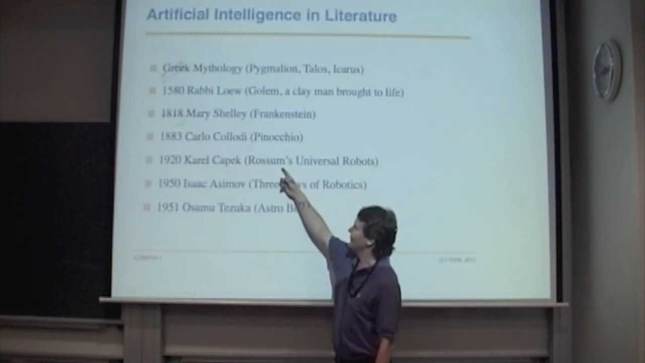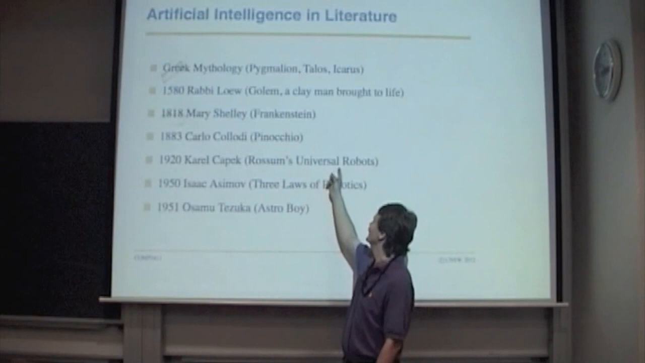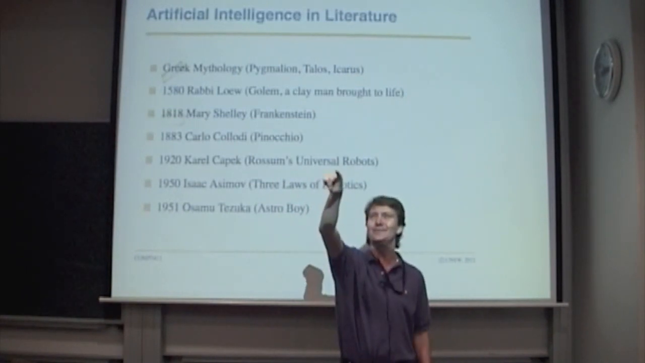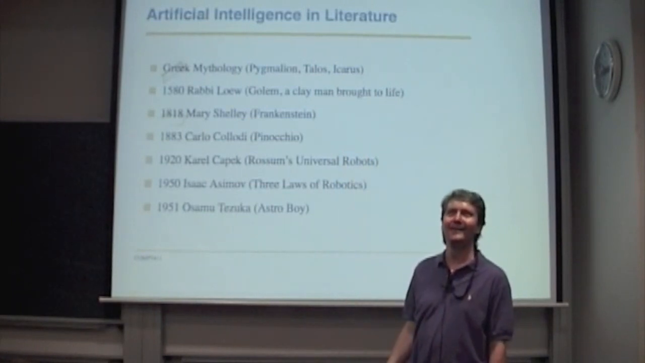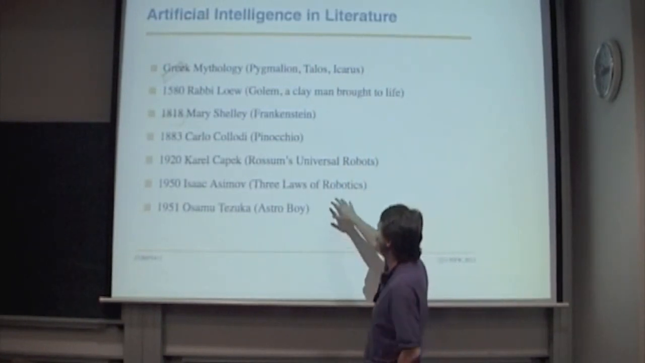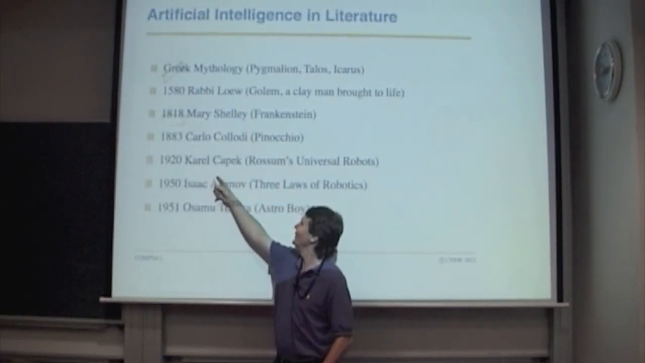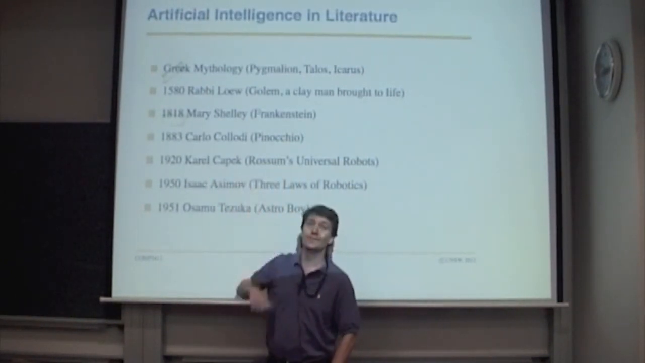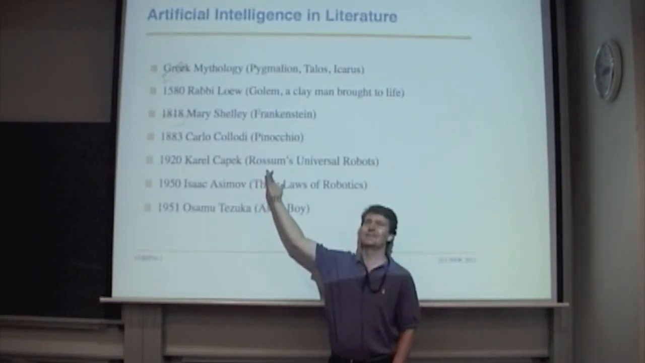And so on, and then we got Rossum's Universal Robots. So what was your name? Mark. Right. The word robot is a Czech word. Yeah, so this was a play written by a Czech author. Allegedly this is the first time the word robot ever appeared. And again, there's some dark side to this.